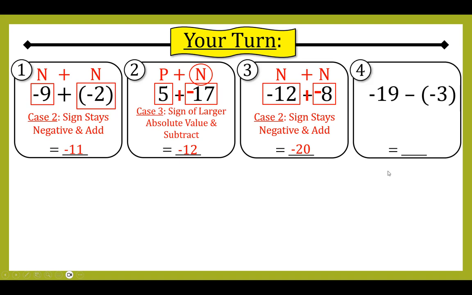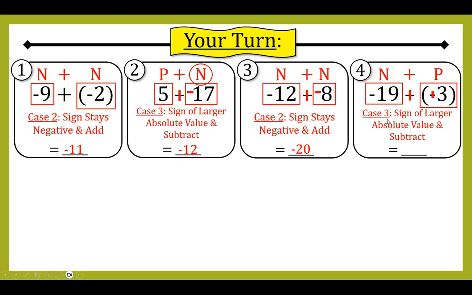Okay, problem number 4. Go ahead and hit pause. All right, here I have -19 minus -3. Again, I'm subtracting, so I'm going to add the opposite. This becomes a plus. This becomes a +3. So here I have -19. Here I have +3. So this is a negative plus positive.